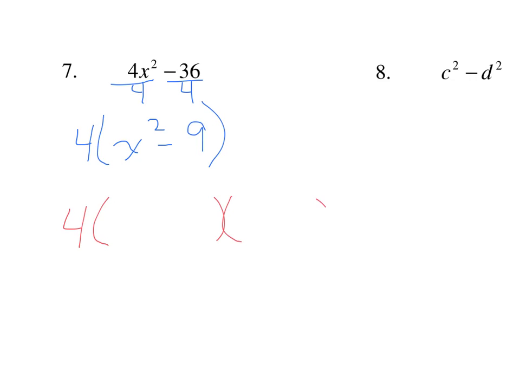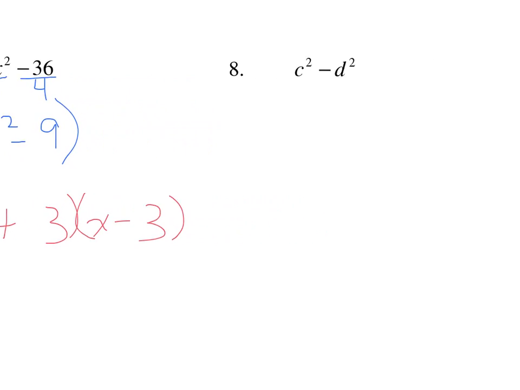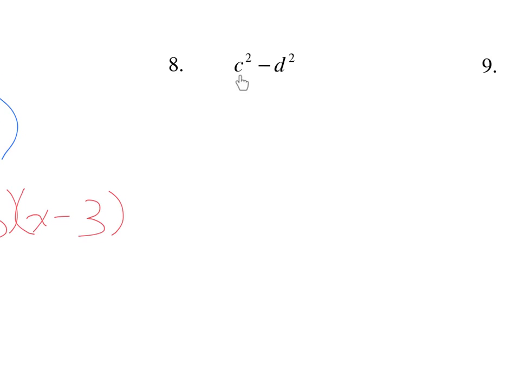Now we can factor. x squared is x times x. 9 is 3 times 3. We have a plus, we have a minus. So always make sure you get the GCF off first. Is this the difference of squares? It is. C squared and D squared are both perfect squares, and we have a difference here. So we can factor these. We can factor this as C times C, D times D, a plus, a minus.